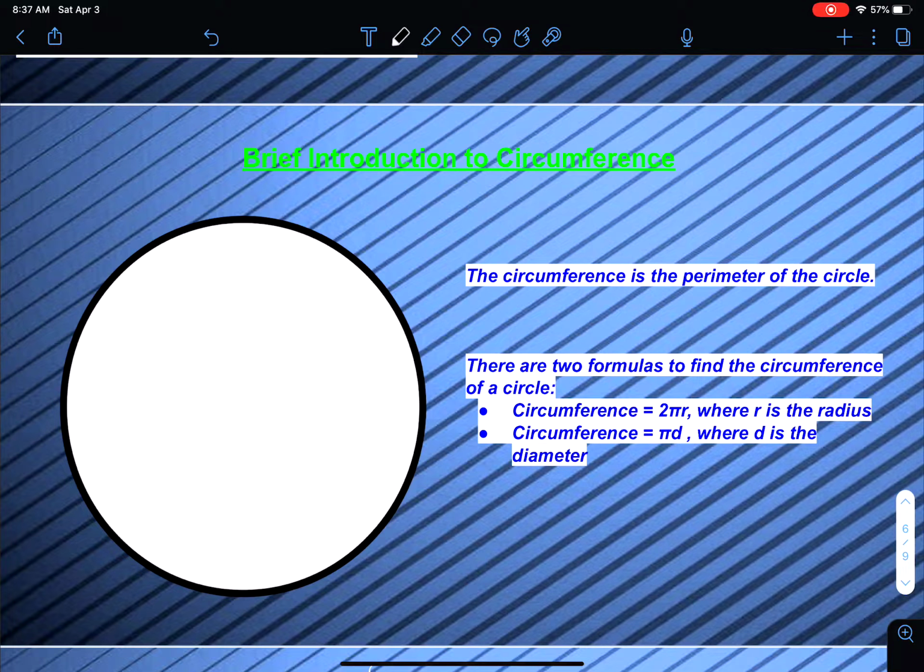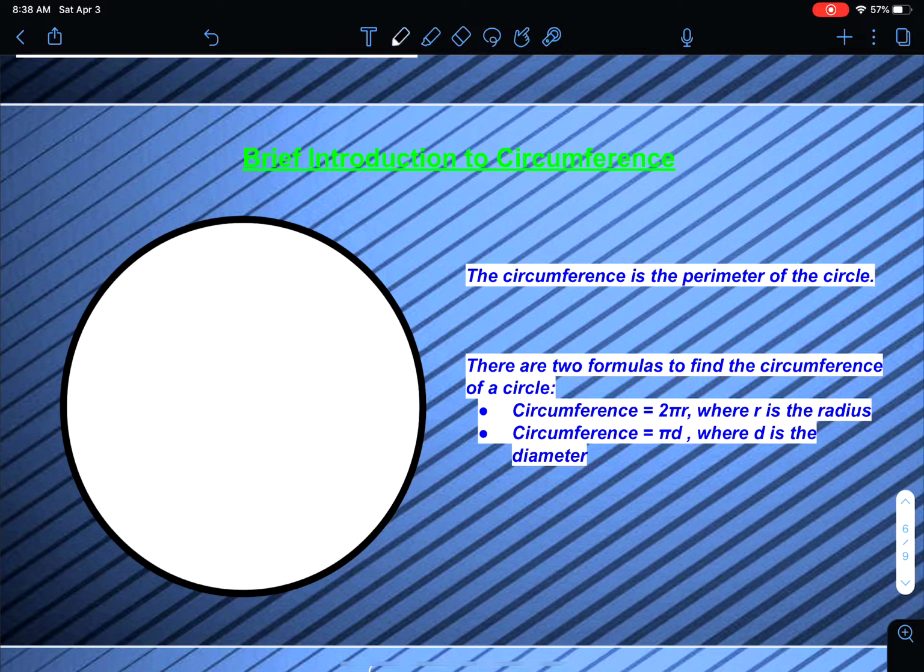Nice. Let's talk about the introduction to circumference. Remember I said at the beginning that the circumference is the perimeter of the circle. In order to find the circumference of the circle, there are these two formulas, and they are pretty much the same. You can use one or the other. It doesn't matter. The circumference is 2 pi r, where r is the radius. Or you can say the circumference is equal to pi d, where d is the diameter.